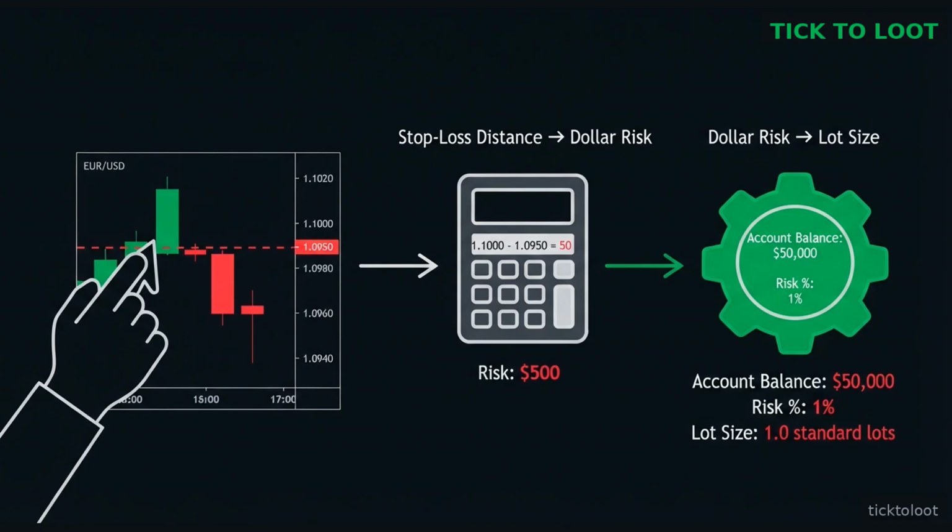It also ensures that every trade, whether it's a tiny euro to US dollar move or a big pound sterling to Japanese yen swing, carries the same monetary risk. Consistency is the cornerstone of long-term success, and automation is the tool that guarantees that consistency, even when you're sleepy, distracted, or trading multiple pairs at once. By automating risk per trade, you protect your capital and keep your emotions out of the equation.